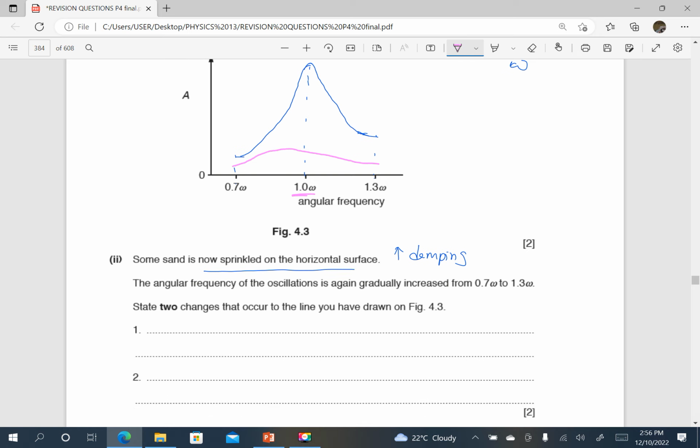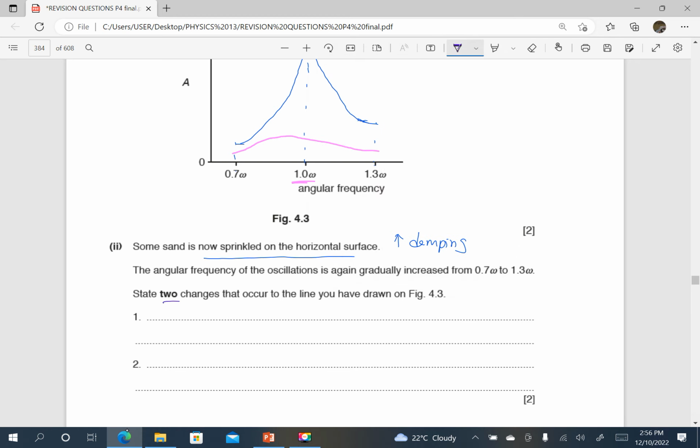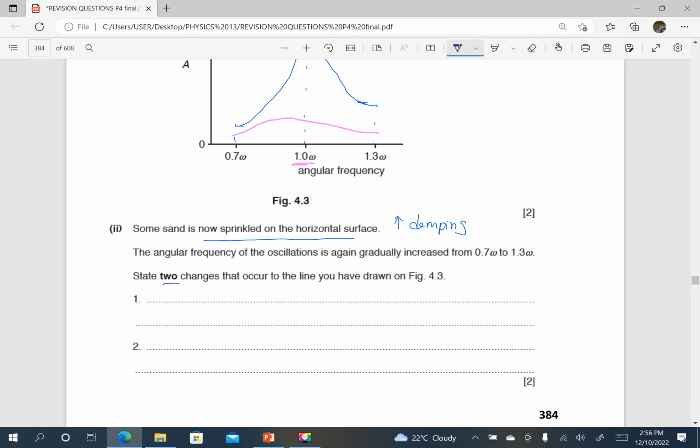So the question is telling us, state changes that occur to the line you have drawn in figure 4.3. So what changes occur to this line? Number one, we know that the peak is going to be lower. That is, the amplitude at the peak is going to be lower. Number two, we know that the peak is going to be flatter, or less sharp, as you can see.